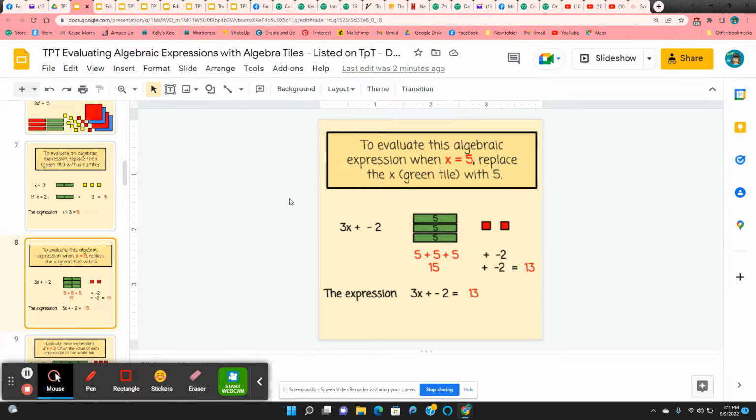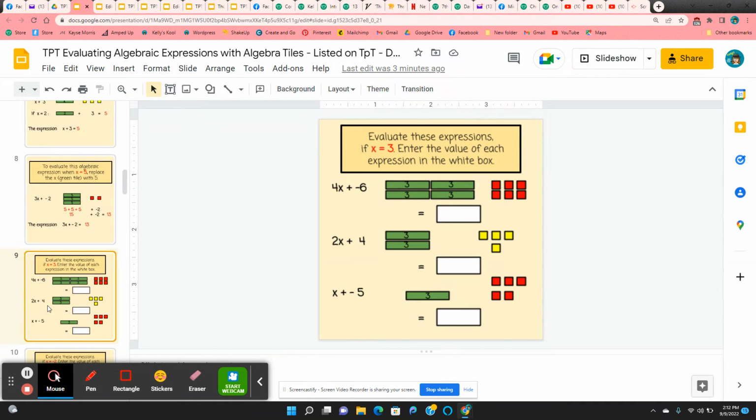And here they're given another example. When x equals 5, that means each of the tiles that represent x are now going to represent 5. So there's 3 of them. That would give you 15 plus negative 2 gives you an answer of 13.